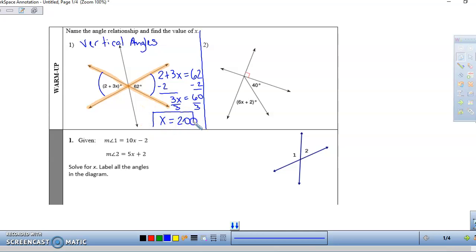Okay, the geometry portion of this question obviously is naming the angle pair or angle relationship and then using that to set up an equation. After that, it's all algebra.